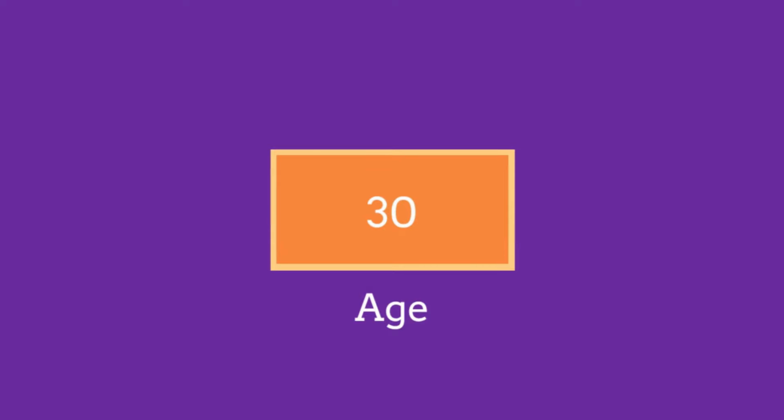Typecasting simply means changing the data type of a variable. Let's say this variable age has an integer value 30. By typecasting, we can change it to a string data type, and anytime we can change it back to integer.